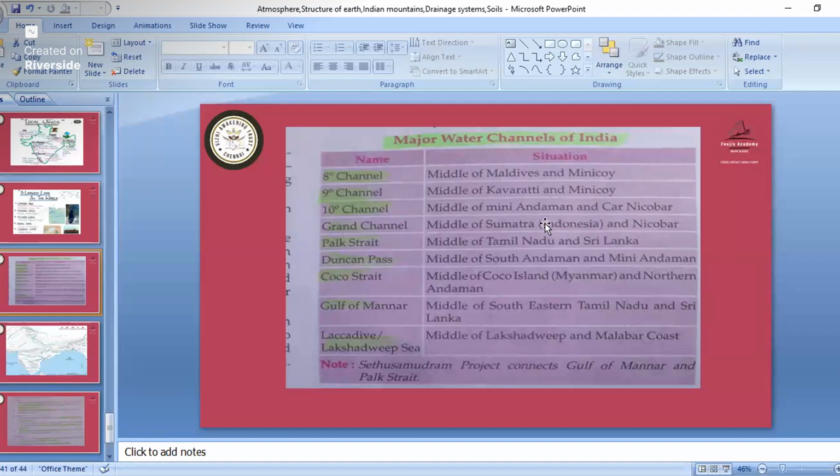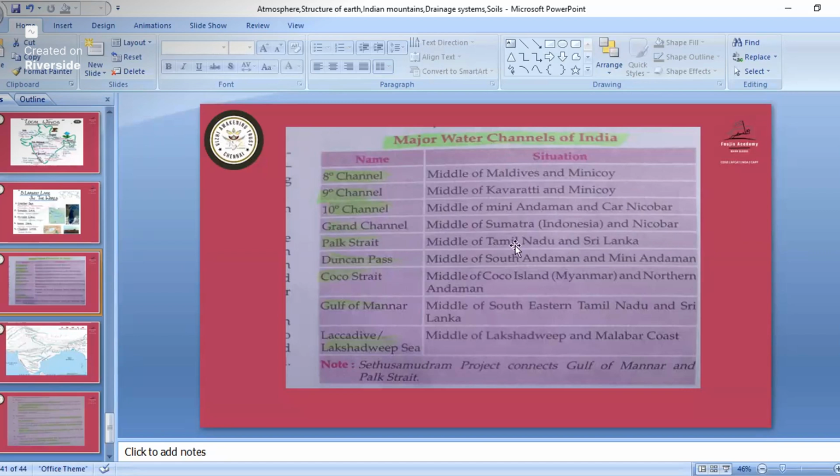A question might come about this 10-degree channel, asking which two areas it is between. In that case, the options they might give are like Andaman, Nicobar, Car Nicobar, Little Nicobar. Nicobar is not only one, there is Middle Nicobar, Little Nicobar, and Andaman, Middle Andaman, so such options might be there. So remember, it is in the middle of Little Andaman and Car Nicobar.